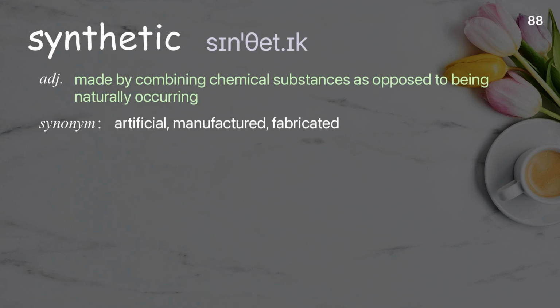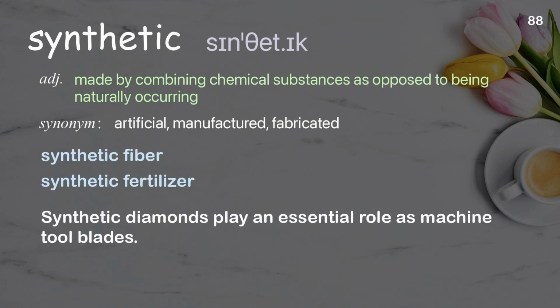Synthetic. Made by combining chemical substances as opposed to being naturally occurring. Examples: Synthetic fiber, synthetic fertilizer. Synthetic diamonds play an essential role as machine tool blades.